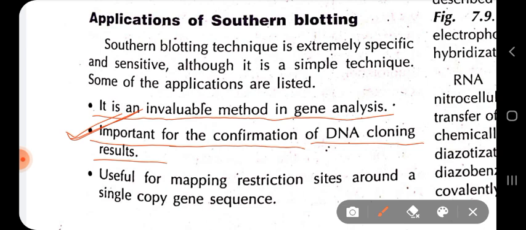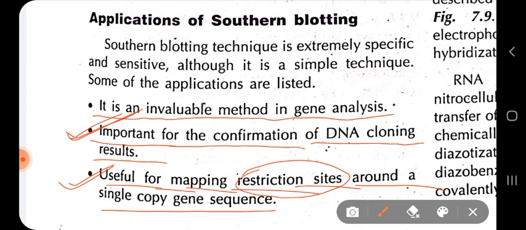Okay, the third is that it is useful for mapping restriction sites around a single copy gene sequence. So you can map your entire genome. You can map your genome by observing the restriction sites. Well, for this we have to use different sets of probes, and we have to do blotting techniques differently to create that mapping of restriction sites around a single copy gene sequence.